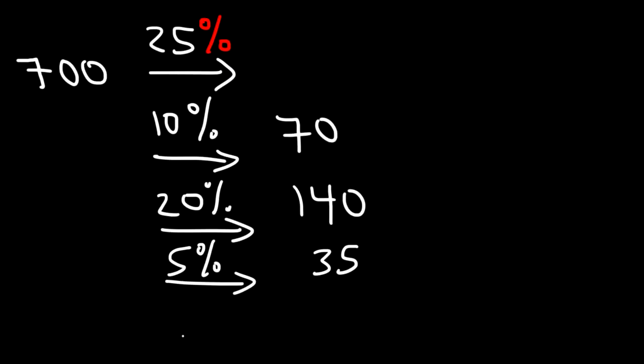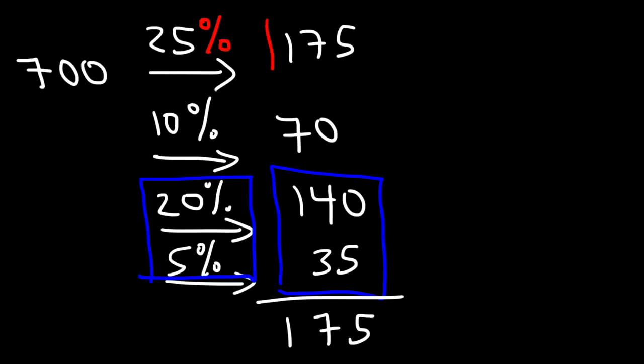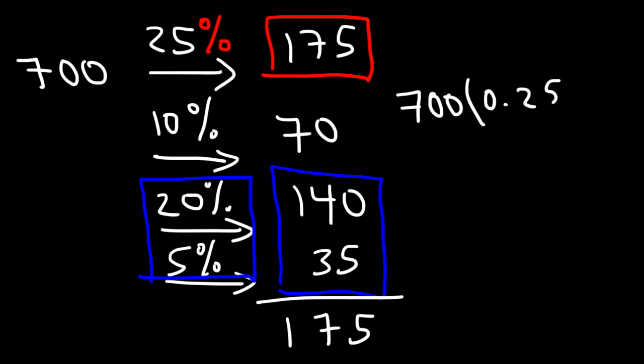So now, to calculate 25%, we need to add up 20% plus 5%, or we need to add up 140 plus 35. And so 0 plus 5 is 5, 3 plus 4 is 7, and so this will give us 175. So that's how you can mentally find 25% of 700. So in your calculator, to check it, multiply 700 by 0.25. And this should give you 175.